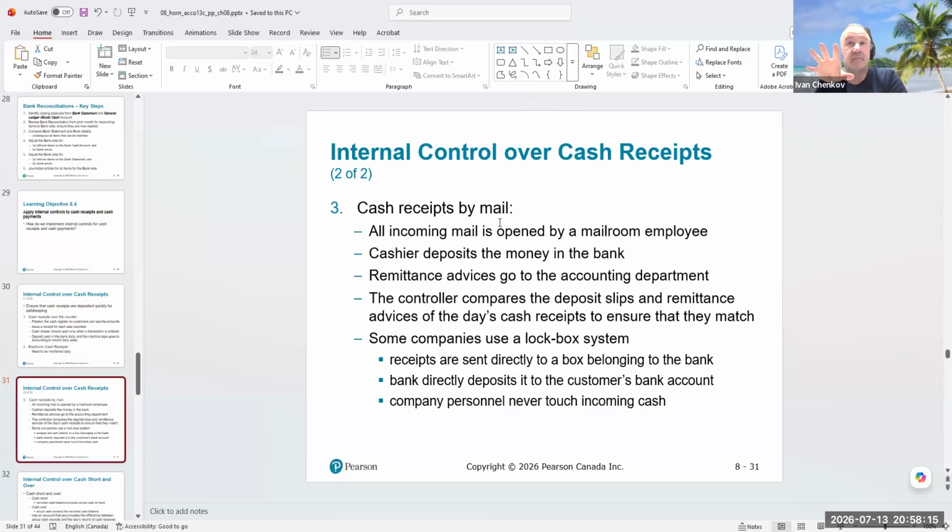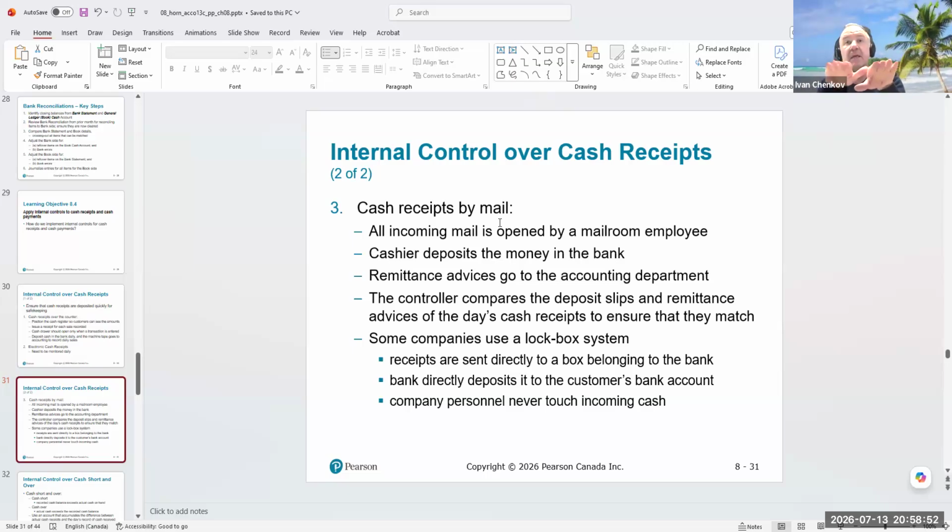We're going to receive checks. Any incoming mail has to be opened by the person who is in the mailroom. Then the cashier is going to deposit the money in the bank. Any remittance advices go to the accounting department, which does the general entry: debit cash, credit accounts receivable. As control, the company compares the deposit slip and remittance advices to the day's cash received to ensure that they're matching.